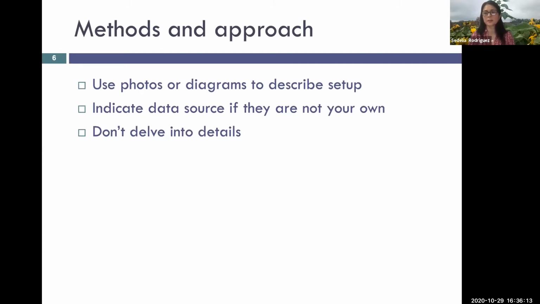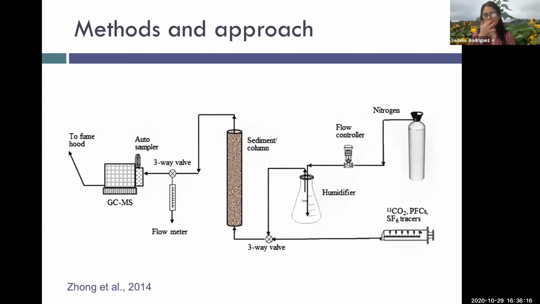So let me show you some examples of that. So I believe you saw this last week, and this is a great image here. So here, this was taken from Zhang et al. in 2014. So you have to give credit to where you got this image. And it's very clear, even for someone that's never done this type of work, you could really see what's happening, right? You might want to explain some things like what this is, gas chromatography, mass spectrometer.